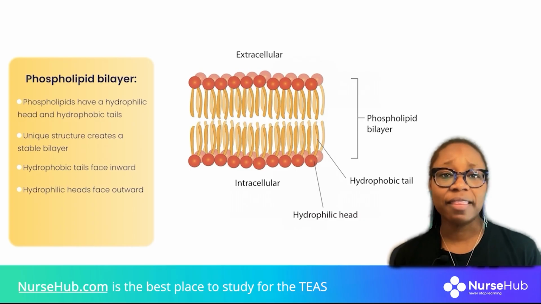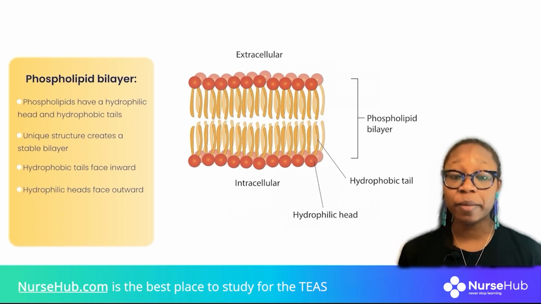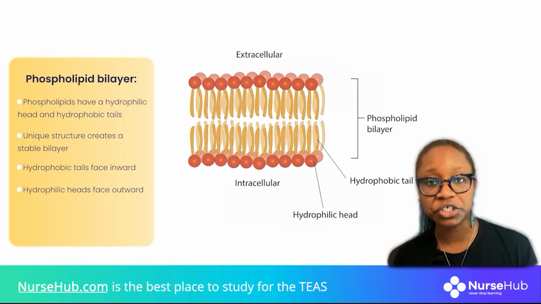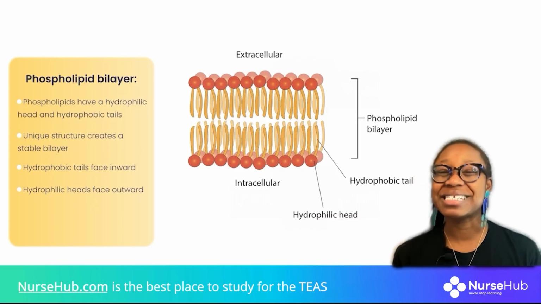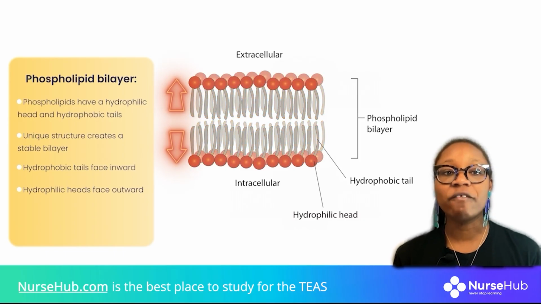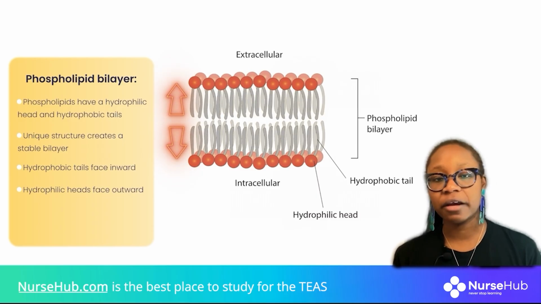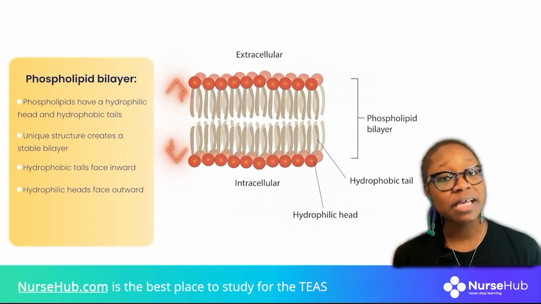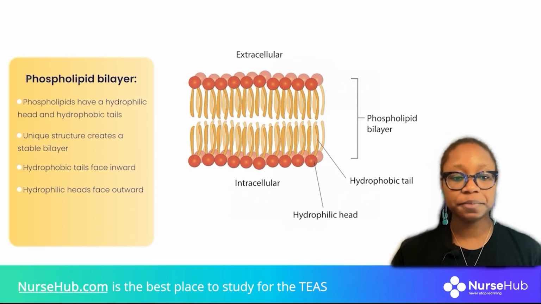Phospholipids are amphipathic, meaning they have both hydrophobic and hydrophilic regions. This allows them to form a stable bilayer in an aqueous environment. The hydrophobic tails of the phospholipids face inward, while the hydrophilic heads face outward. This creates a barrier that separates the inside of the cell from the outside environment.